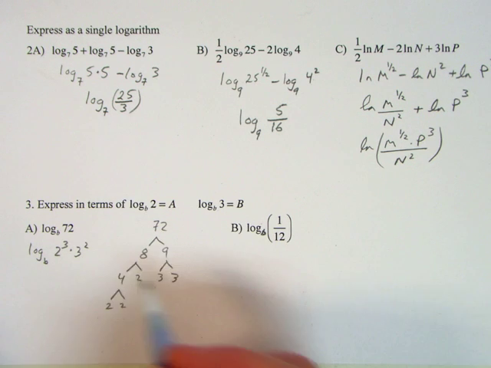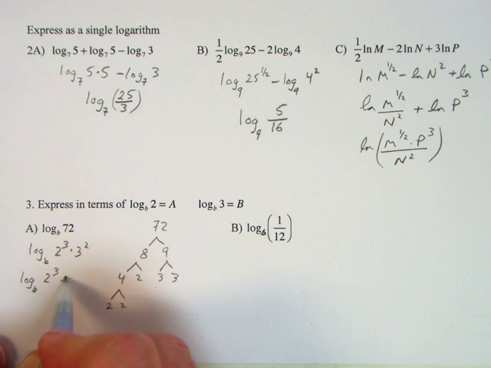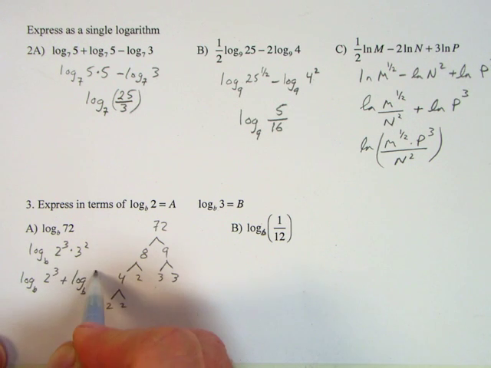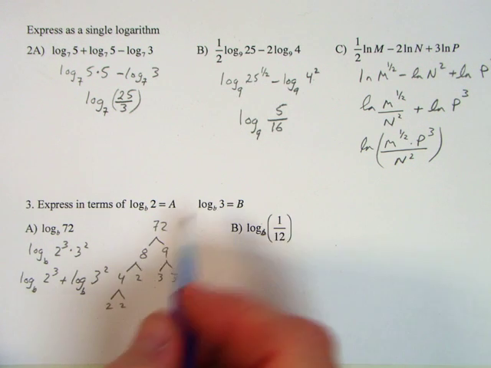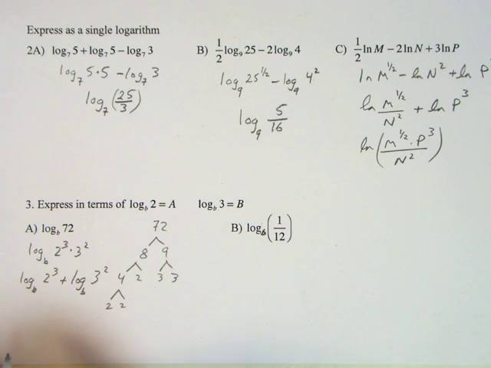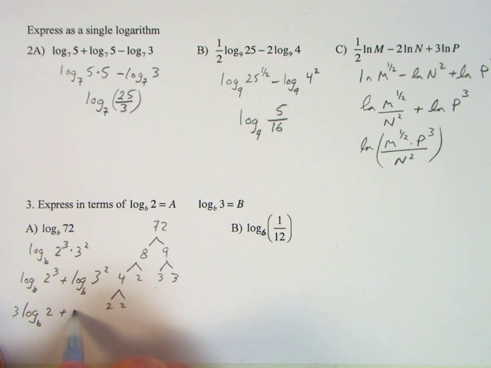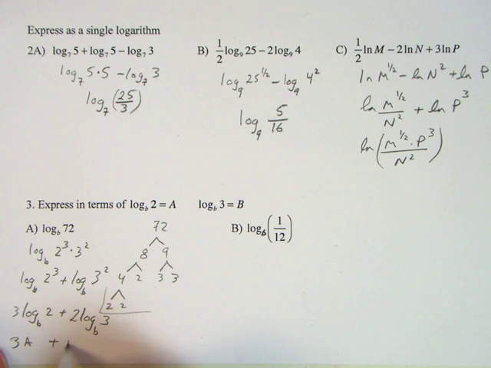Now I want you to actually write those steps. Log base b of 2 cubed plus log base b of 3 squared. Now even here, you still need to go to that next step. What I want to do is clearly see log base b of 2 and log base b of 3, which is what we're looking for here. So we have 3 log base b of 2 plus 2 log base b of 3. Now we can see that this is 3 times a plus 2 times b.